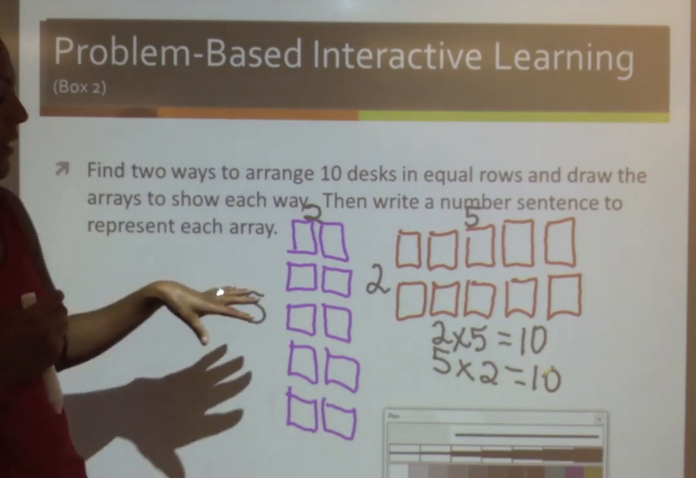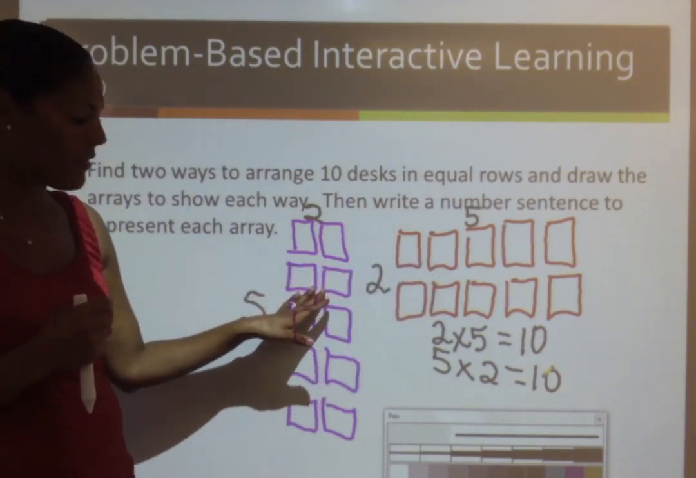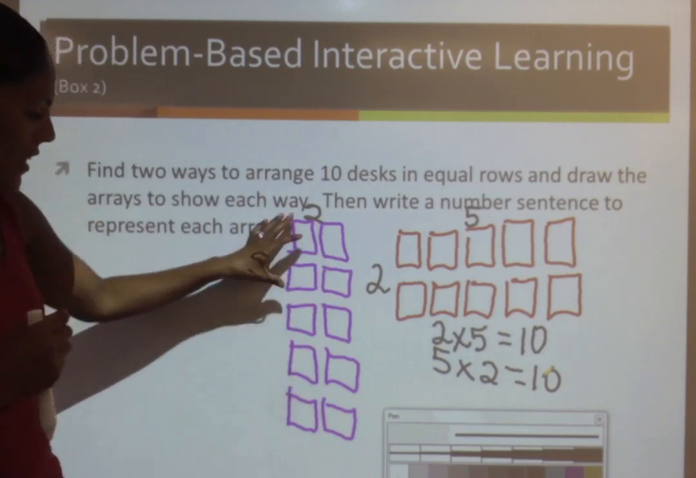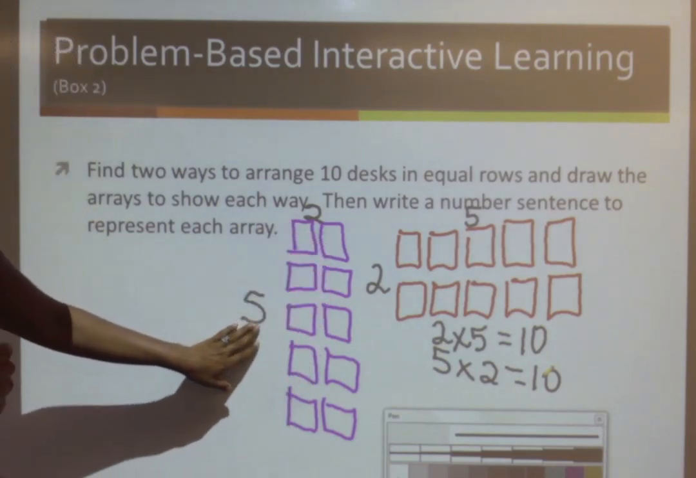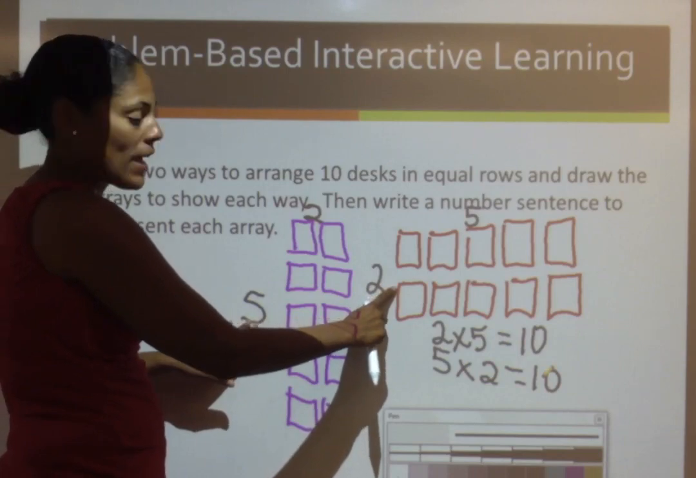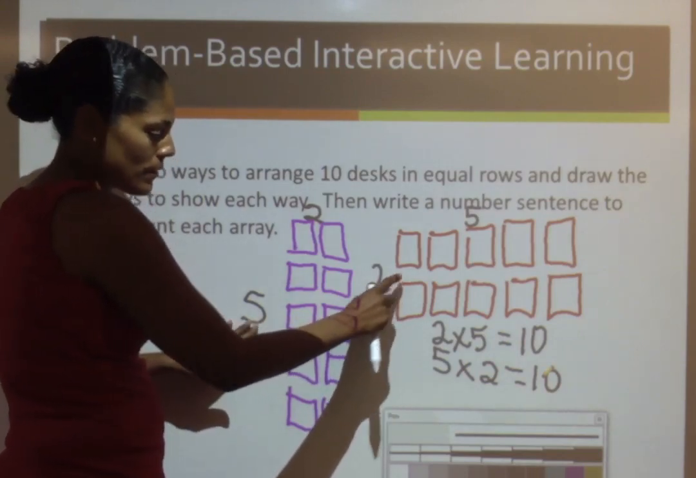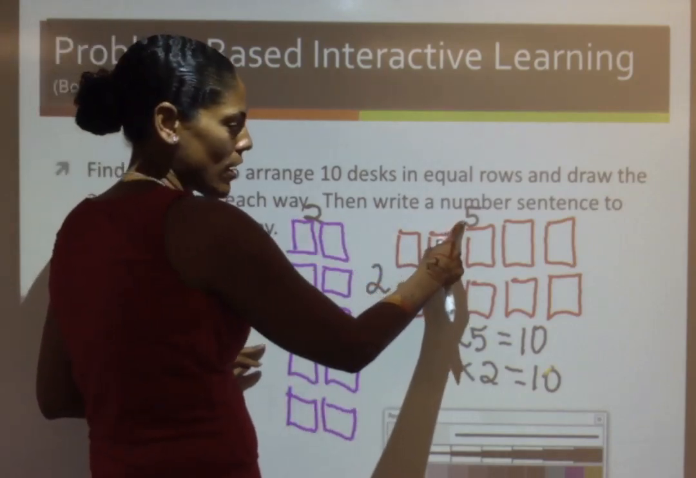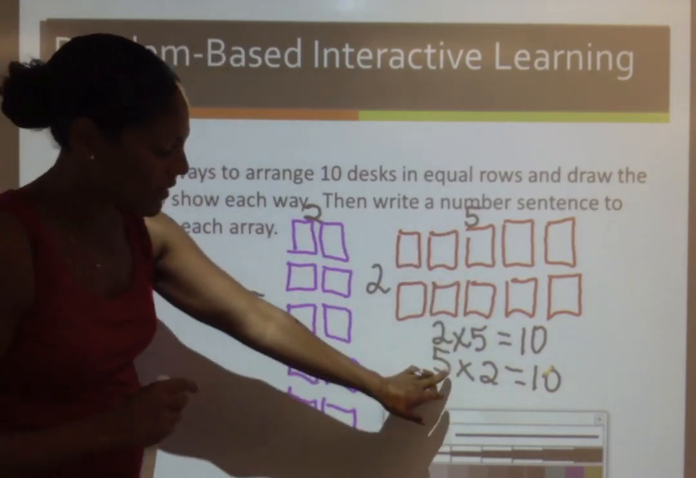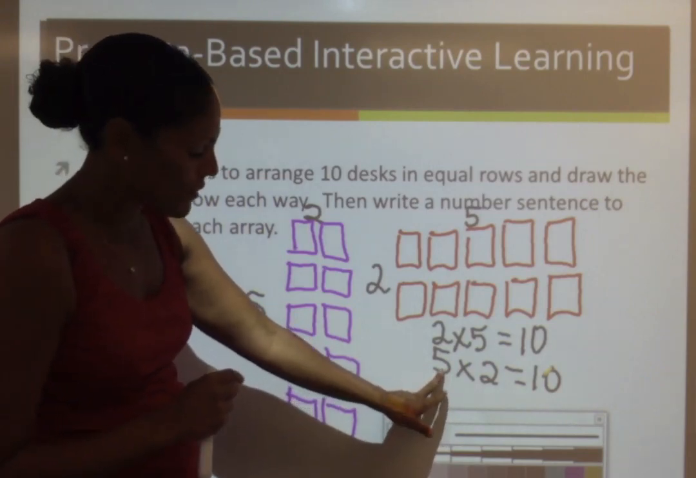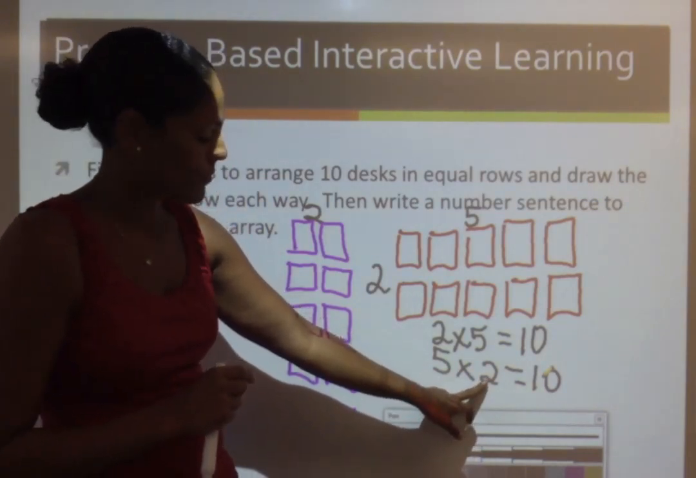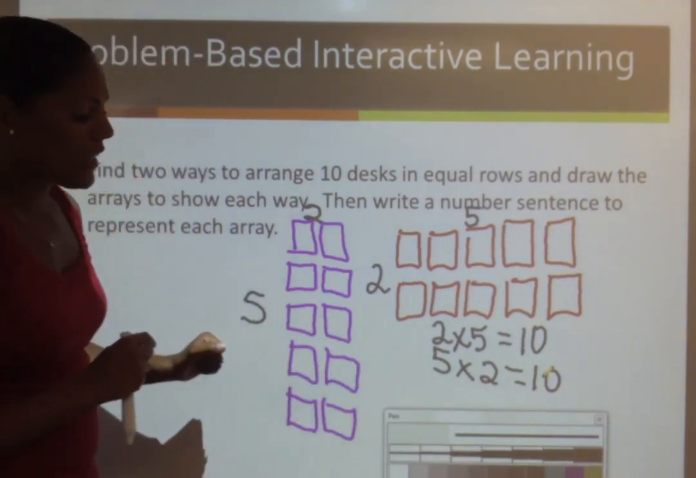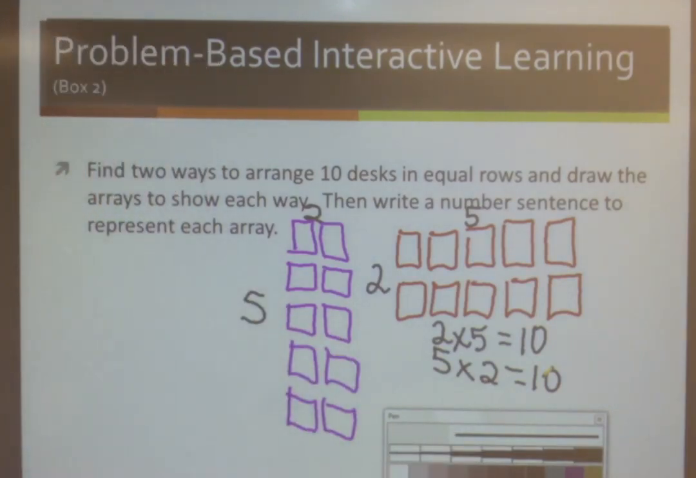So let's see. In both arrays, I have 10. But in the pink array, I have 5 rows. In the red array, I have 2 rows. In the pink array, I have 2 columns. In the red array, I have 5 columns. You will notice that in my second number sentence, 5 is a factor and 2 is a factor. So even if I switch my factors, I will still have the same product.